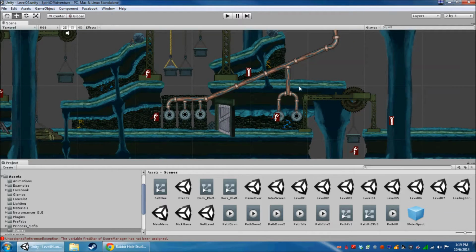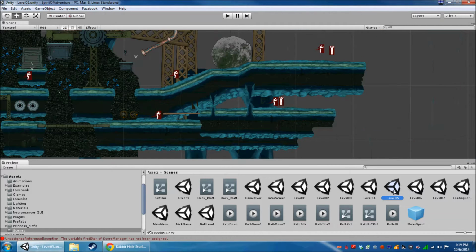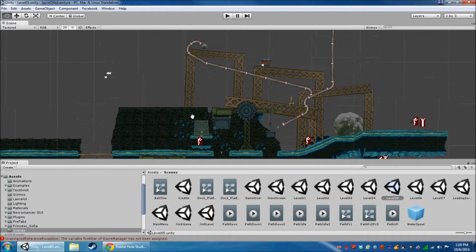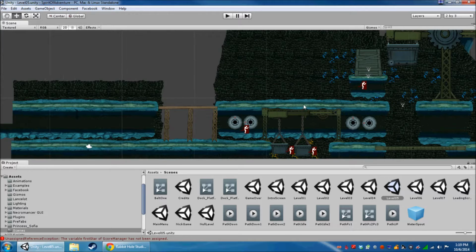Got a lot of new art in, all these pipes and those new wheels and the cranes. Here's level 2 of the cave. Oh, this one's come along. How it's looking.